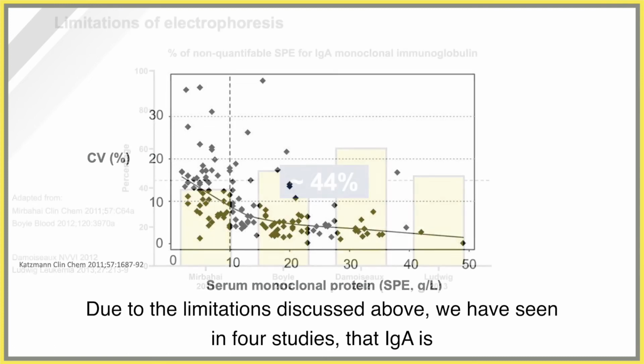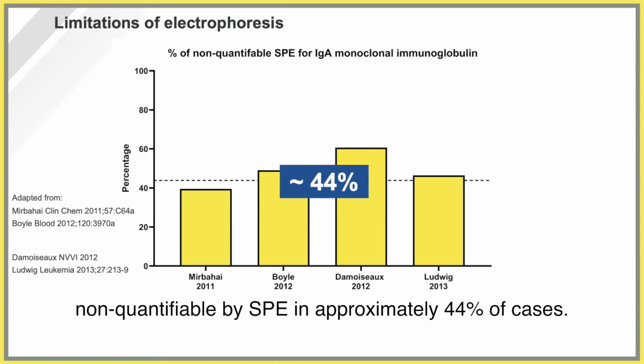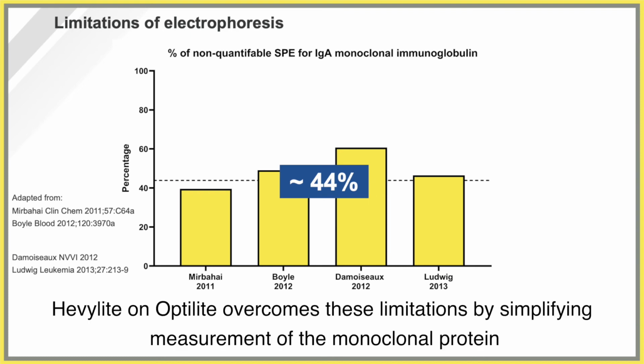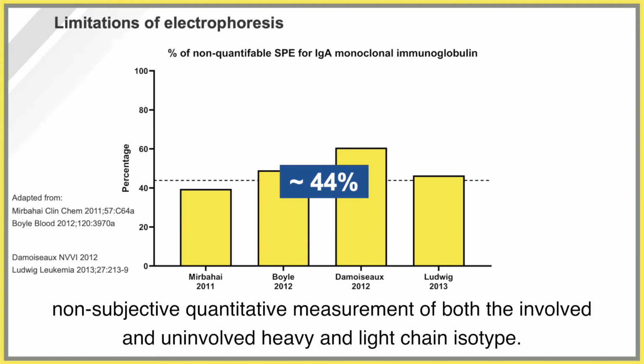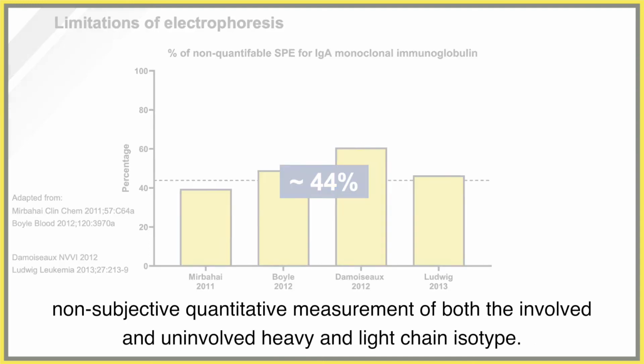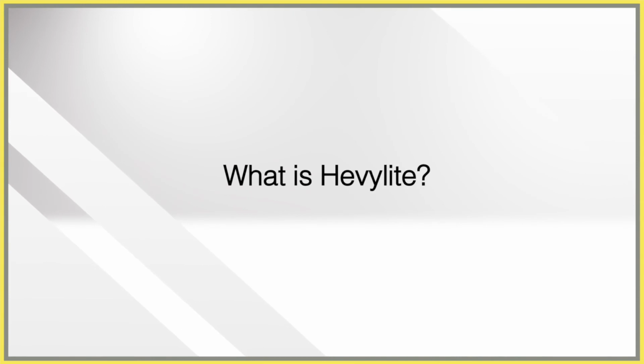Due to the limitations discussed above, we have seen in 4 studies shown here that IgA is non-quantifiable by SPE in approximately 44% of cases. Hevylite and Optilite overcome these limitations by simplifying measurement of the monoclonal protein during monitoring of patients with multiple myeloma. It achieves this by providing a quick and simple, non-subjective, quantitative measurement of both the involved and uninvolved heavy and light chain isotype.